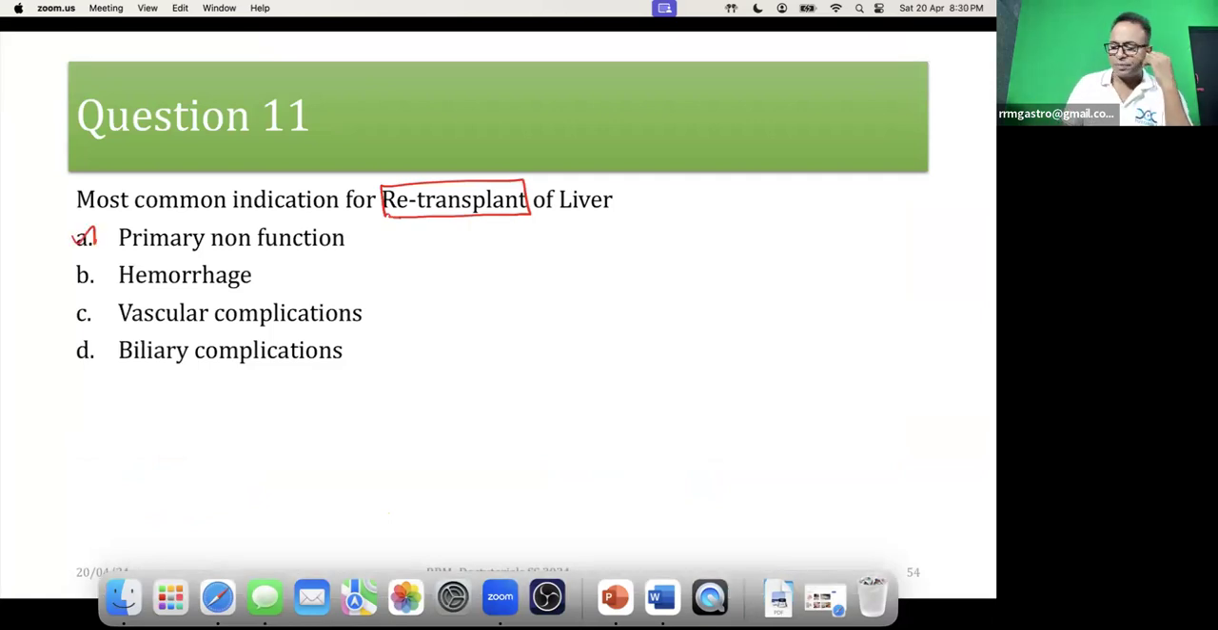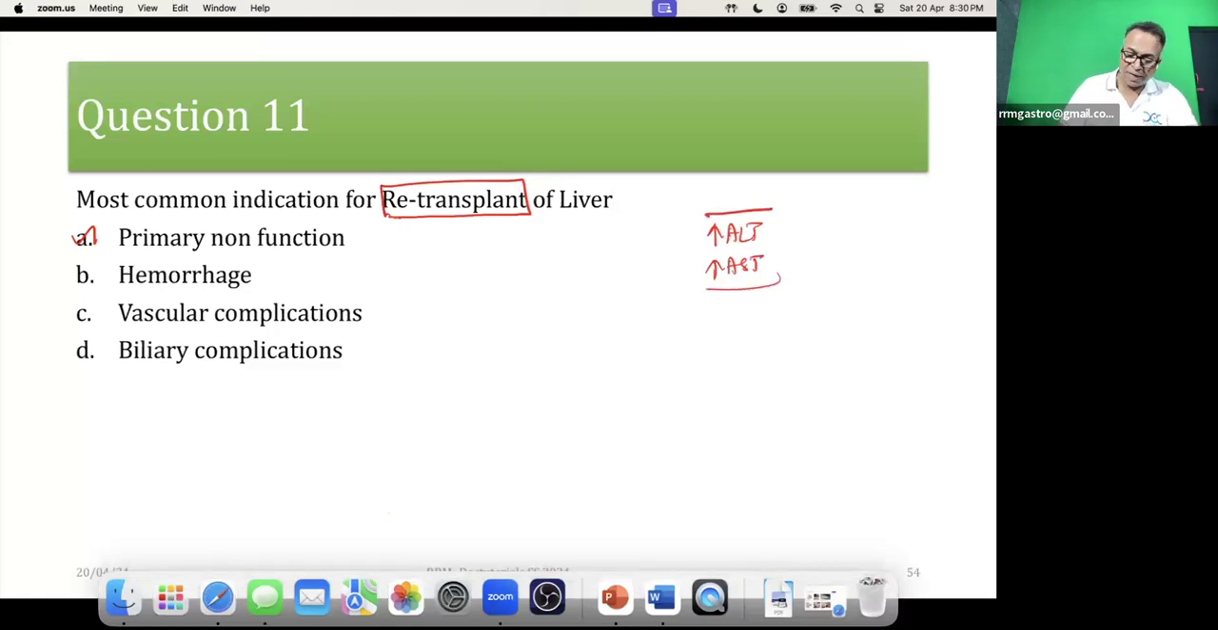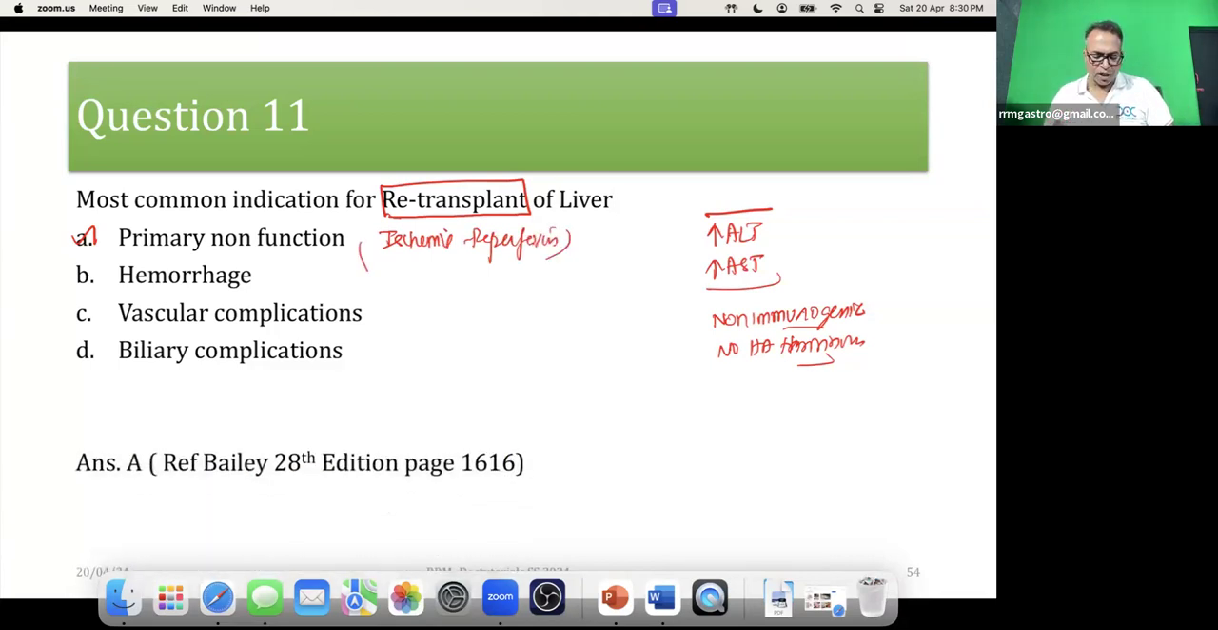This is one of the most scary complications for transplant surgeons. After doing the transplant, the liver is not functioning and there is increasing ALT, increasing AST to enormous levels. ALT, AST are increasing very highly and the liver is not functioning, but it is non-immunogenic and there is no hepatic artery thrombosis. Everything is normal, but the liver is not functioning. It is because of ischemia reperfusion injury. Please remember, why does this happen? It is because of ischemia reperfusion injury only. This primary non-function of liver happened.